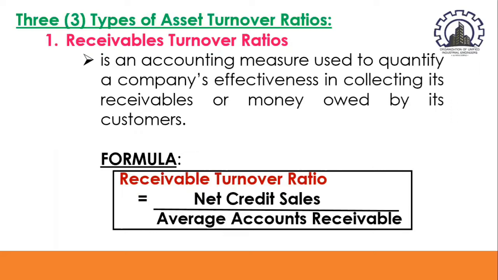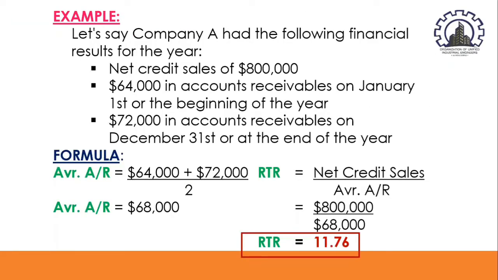So for example, let's say company A had the following financial results for the year. The net credit sales of $800,000, and $64,000 in accounts receivable on January 1st, or the beginning of the year. And we also have $72,000 in accounts receivable on December 31st, or at the end of the year.